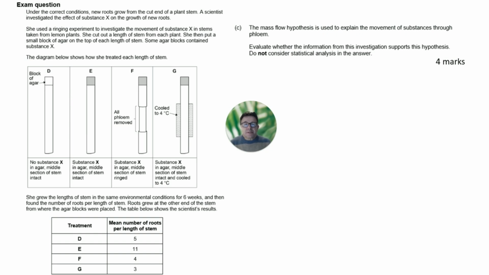So the question asks about the mass flow hypothesis. It's used to explain the movement of substances through the phloem. Evaluate whether the information from this investigation supports the mass flow hypothesis. Do not consider statistical analysis in the answer. So I'm going to pause it and I'd like you to have a look at the answers.